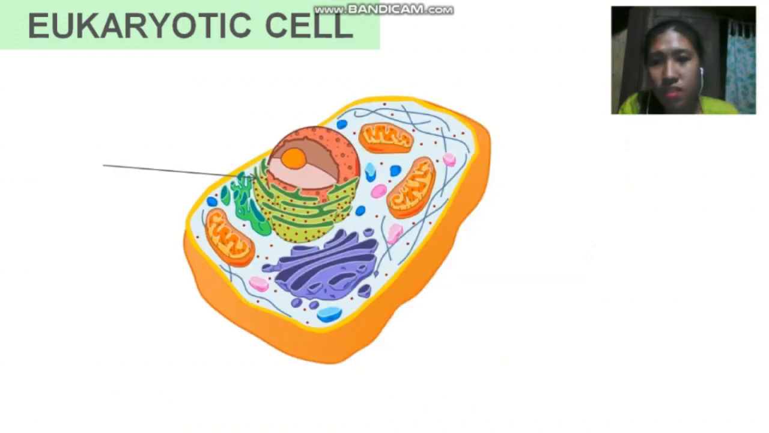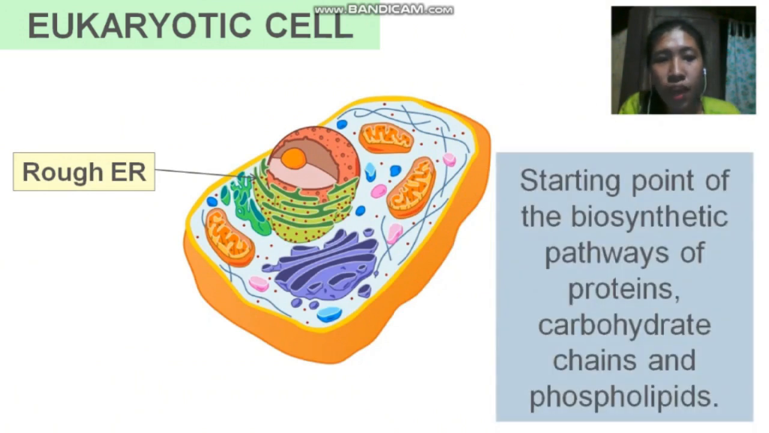Up next is the rough ER, which is the starting point of the biosynthetic pathway of protein, carbohydrate chains, and phospholipids. Additionally, rough ER is made up of membranes that have ribosomes attached to them. That's why, as you observe it, it has a rough appearance, contrary to the smooth ER.